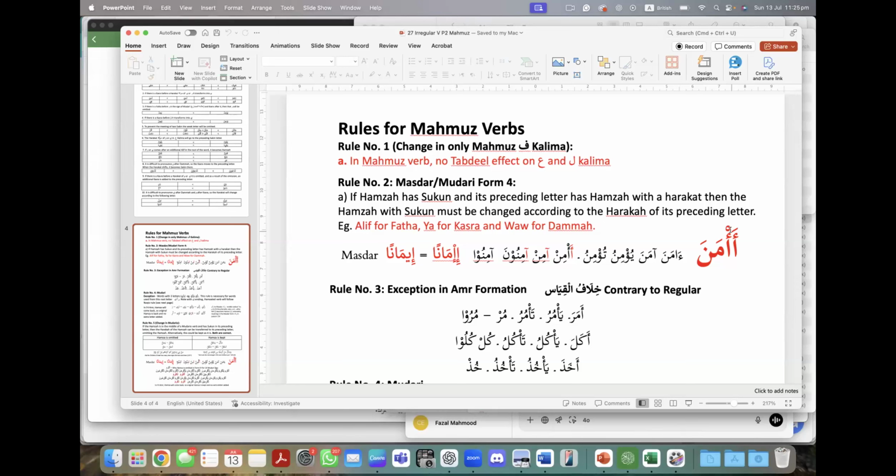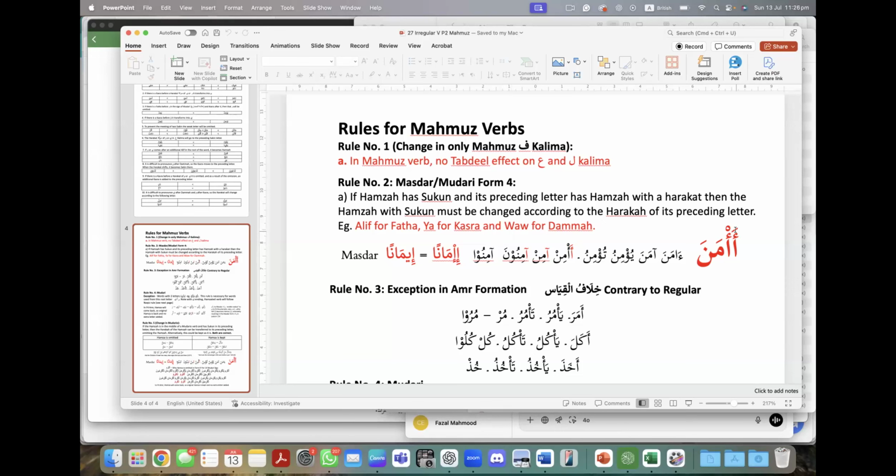Right. Then the rule says that Hamza with sukun must be changed according to the haraka of the preceding letter. Okay? So, for example, alif for fatha, if it is kasra, then it will be iya, and if it is dhamma, then it will be waw. Okay? So we will see some examples here.